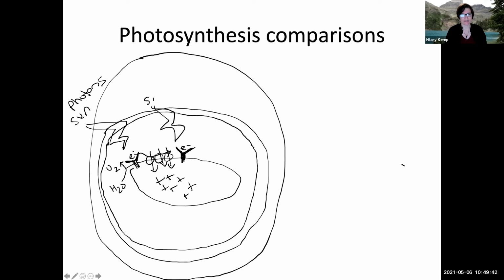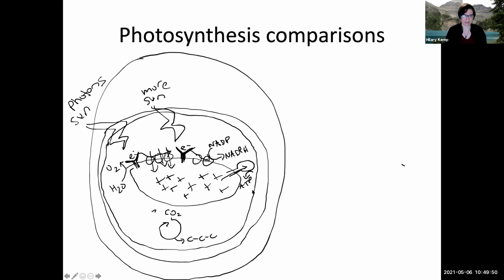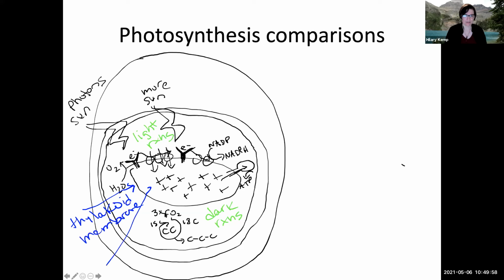The electron goes to the second photosystem. It's re-energized by the sun. It's then collected by NADP and makes NADPH. We get ATP production. The Calvin cycle is happening in the stroma. These are the dark reactions. And what it's using is all of the energy, ATP, electrons, and CO2 to make a 3-carbon sugar. And then we put 2 of those together in a separate reaction to make glucose.